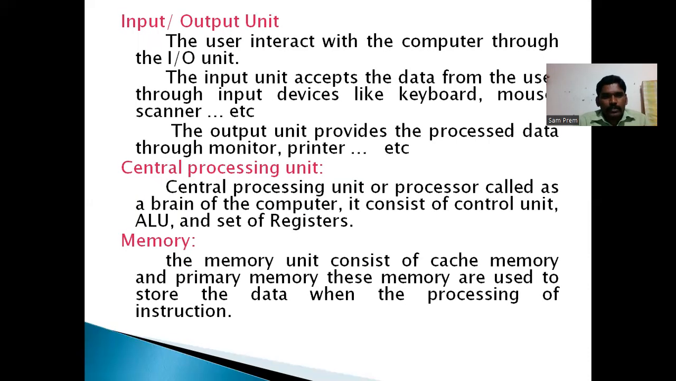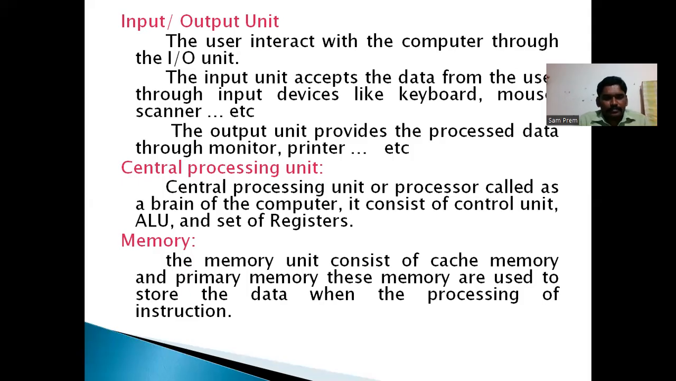Okay. So first one, input and output unit. If the user wants to interact with the computer, it is done with the help of input devices and output devices. You give some input to the computer with the help of input devices like keyboard, mouse, scanner. So these are some of the input devices. After the computer accepts these inputs and processes them, it produces the output for the given inputs.